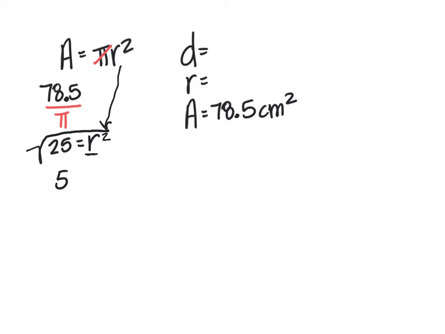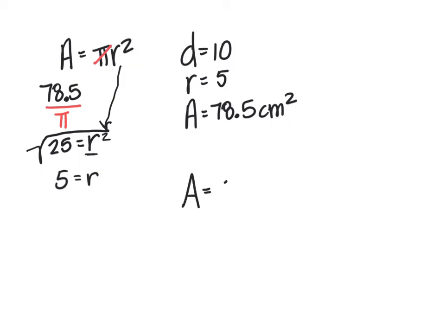So 5 is our radius. Is the radius halfway or all the way? Halfway. If the radius is halfway, what is the diameter? 10. It is 10. Are we good? All right, try this one.